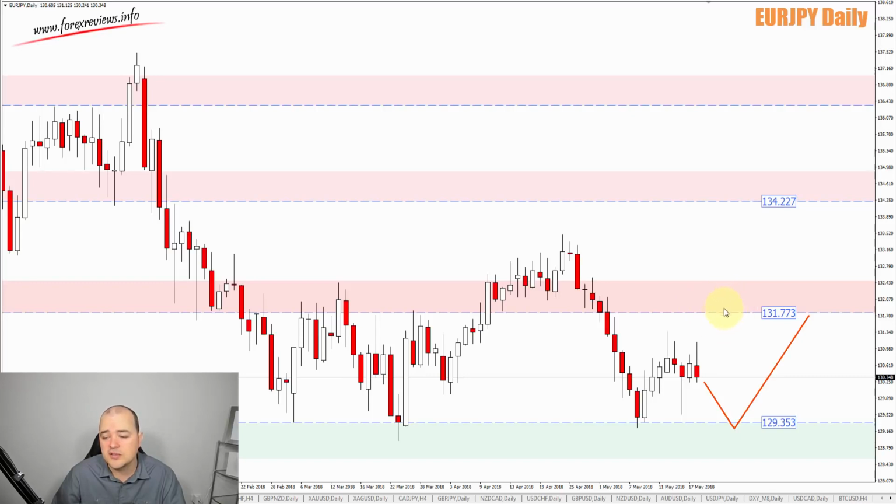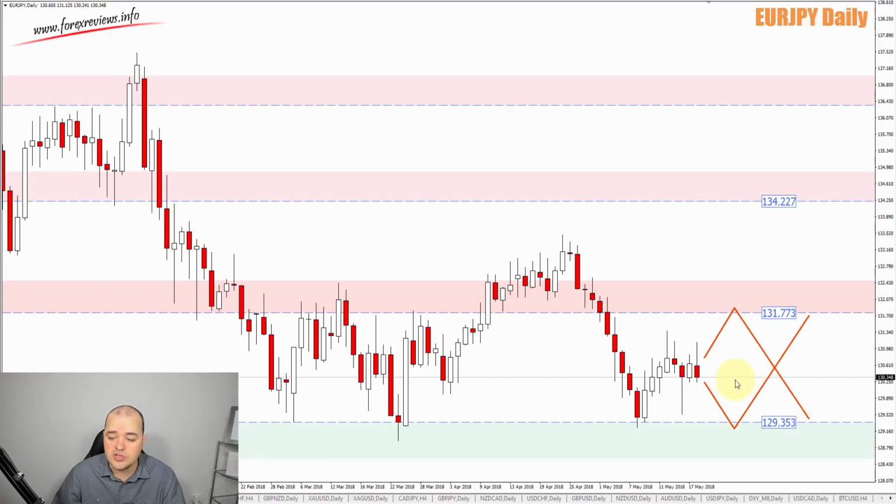Now the 131.77 zone area is also another area I'd like to mention on this market. In this case, this is an area to the upside where I'm just looking for bearish evidence. And if it's the right bearish evidence in this area, then potentially looking for a move all the way down to the 129.35 zone area to the downside.